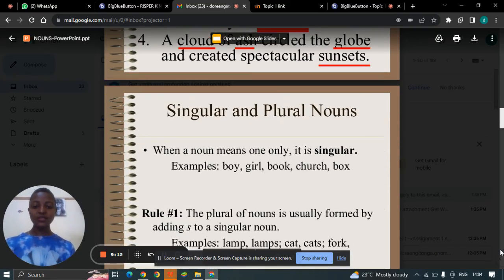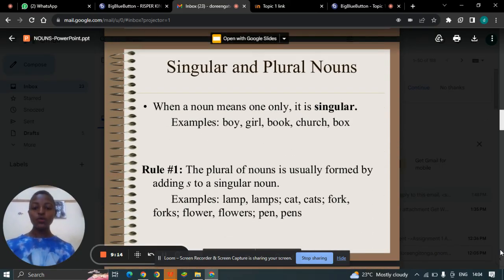So you have singular and plural nouns. So when a noun means one only, it is singular, and when they are many, they are plural. So examples, for example, boy, girl, book, church, box. These are the singular nouns. So we have the rules that guide the forms of the plural noun.